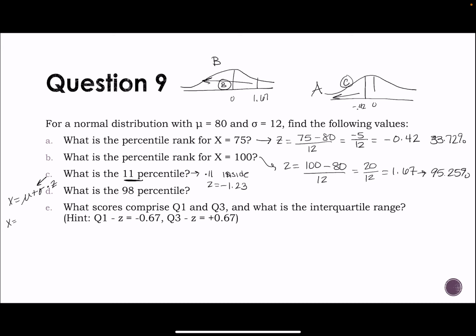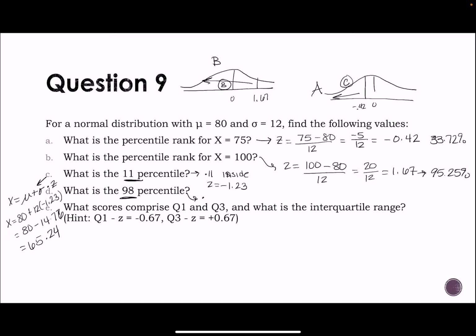So this is going to be x equal to 80 plus 12 times a negative 1.23. So that is going to be 80 minus 12 times 1.23, which is 80 minus 14.76, and 80 minus 14.76 is equal to 65.24. There we go.